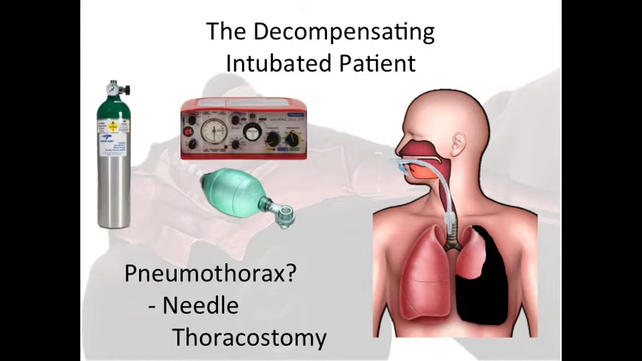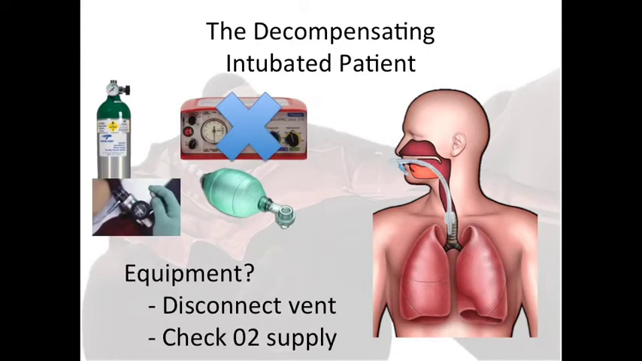P is for pneumothorax, so checking both lung fields, making sure you're still getting adequate lung expansion. The treatment for this is a needle thoracostomy. E is for equipment. For all you know, your vent may not be working. The best thing to do is disconnect from the vent, put on a bag valve mask, and bag them with 100% oxygen and see if the O2 sat comes back up. Also, check the oxygen supply. It wouldn't be the first time the oxygen ran out on a truck.